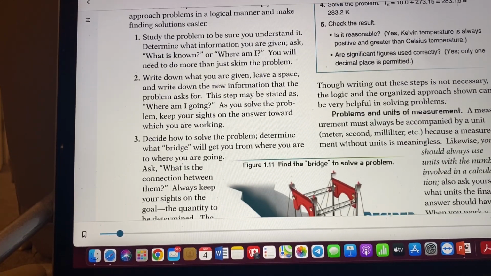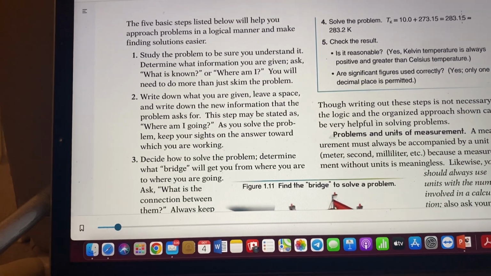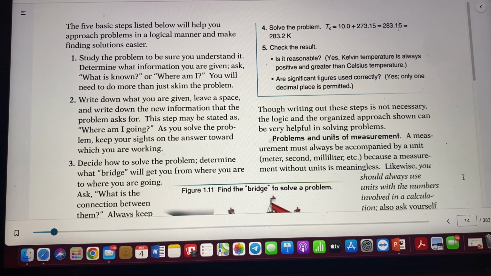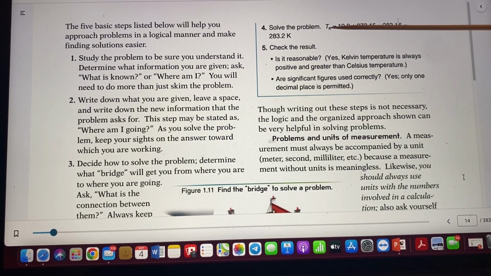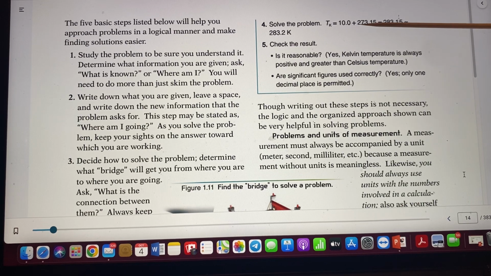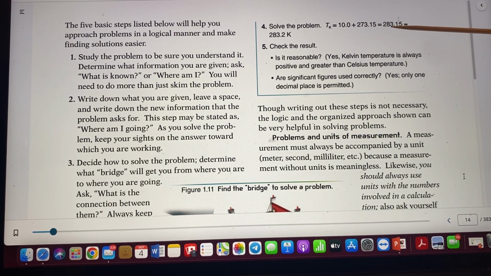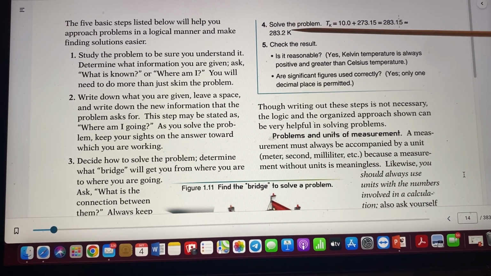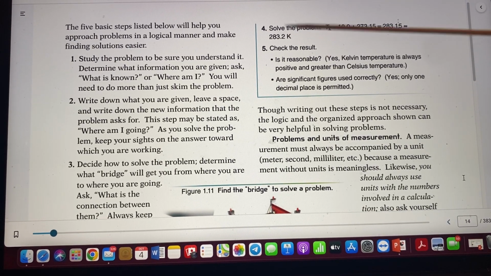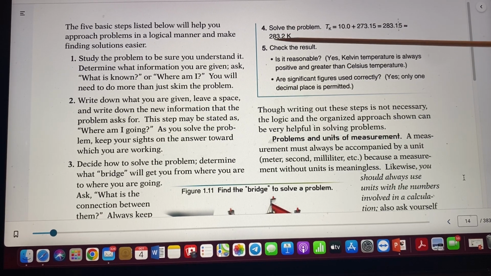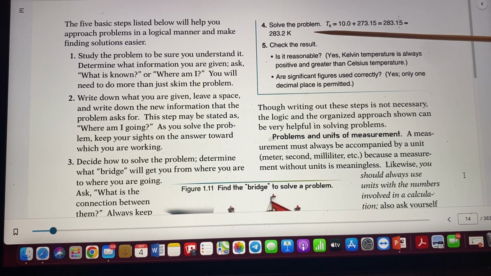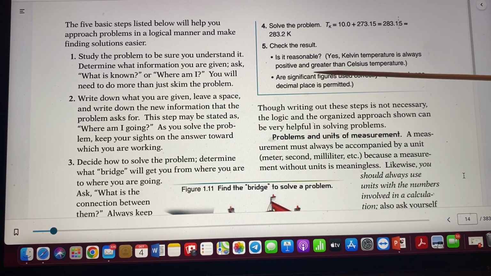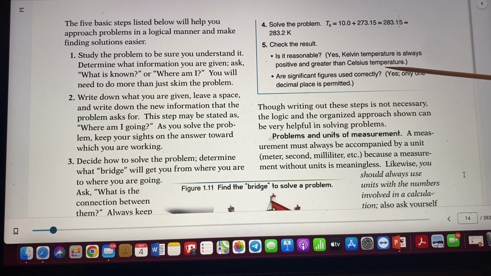So we solve the problem by putting in the blanks. Kelvin equals 10 plus 273.15 equals 283.2 Kelvin. What is Kelvin? Remember, Kelvin is a temperature of absolute value. It cannot be a negative number. It has to be a positive number. And that would be, check the result. Is it reasonable? Yes, Kelvin temperature is always positive and greater than the Celsius temperature.